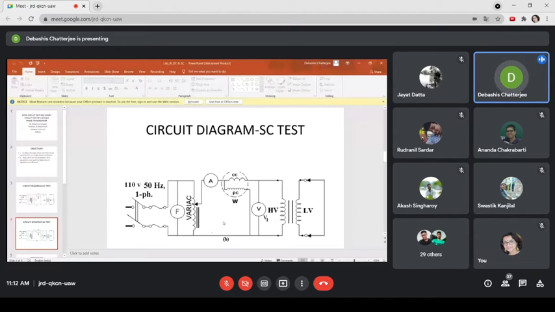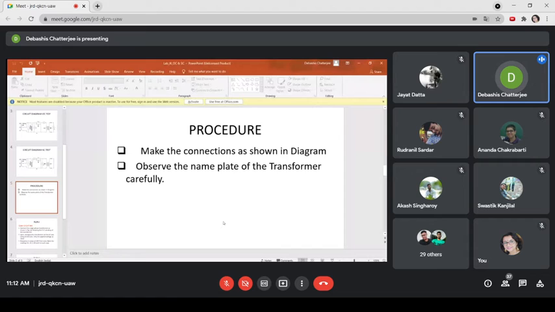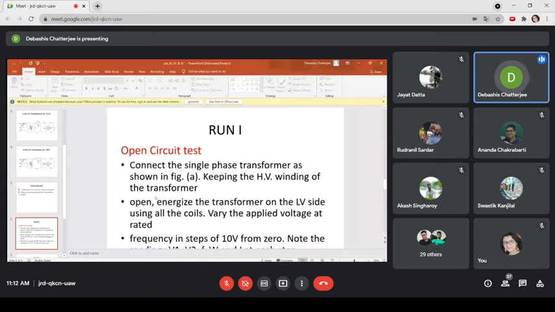So, connect a single phase transformer as shown in figure A. Just now we have shown, keeping the high voltage winding of the transformer open. Then energize the transformer on the low voltage side using all the coils. All the coils, I am saying this because the transformer we have in the lab actually has two low voltage windings, okay?